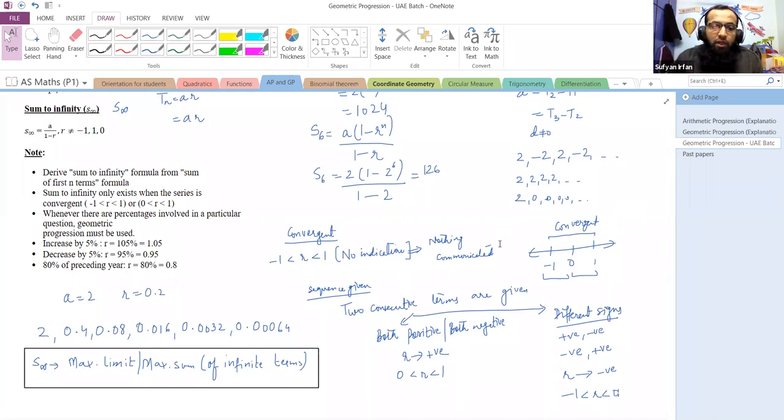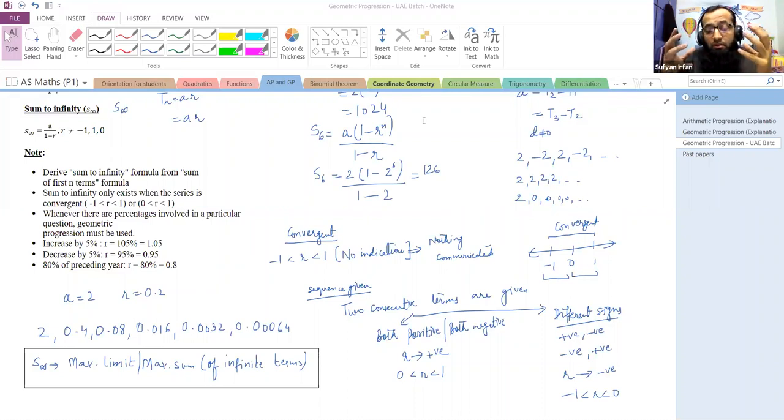Right. Now, if we look at the example, why do we call it sum to infinity? What is the concept behind it? Sum to infinity is known as sum to infinity because if in that particular sequence we take 1,000 terms and add all those 1,000 terms, there's a certain value which can never be reached. This means sum to infinity actually means that if we add infinite terms of that sequence, we will never be able to achieve a particular sum. That sum is known as the sum to infinity, the maximum sum.